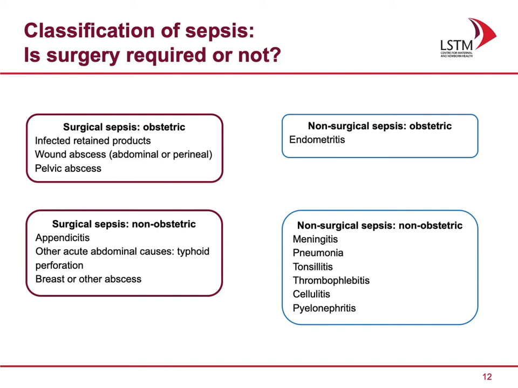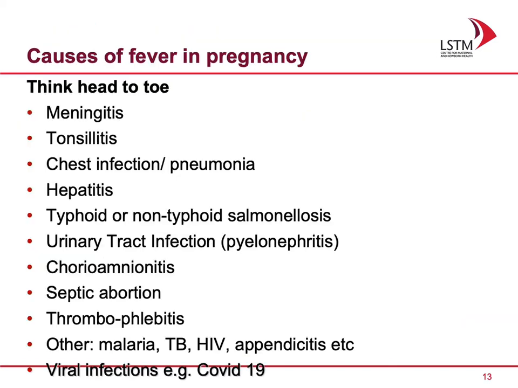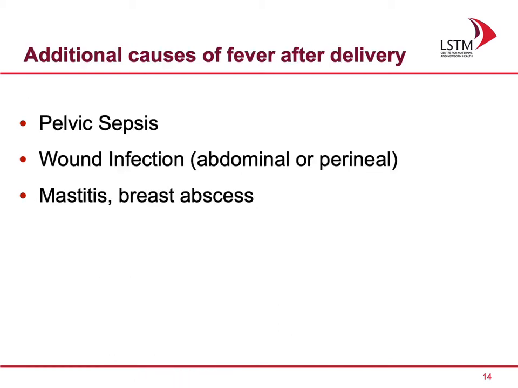So it's important to think about finding out the cause of the sepsis, the source of the sepsis, to help us understand whether this is a patient who needs surgery of some sort in addition to antibiotic therapy. As we think about the causes of a fever in pregnancy, we must think head to toe, because there are many different causes. I'm not going to go through this list, but you can see all the different types of source of fever that there might be. And then after delivery, there are some additional causes, so perhaps pelvic sepsis, wound infections, and mastitis or breast abscesses.